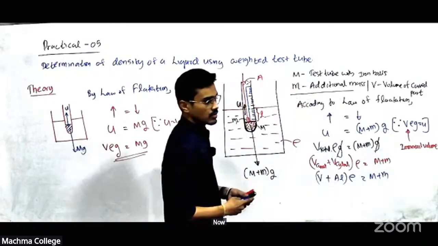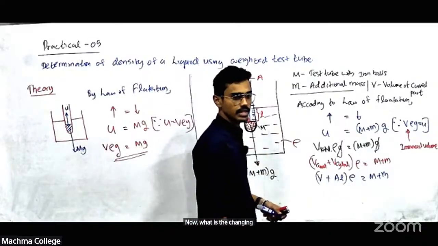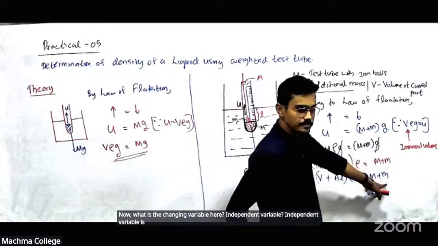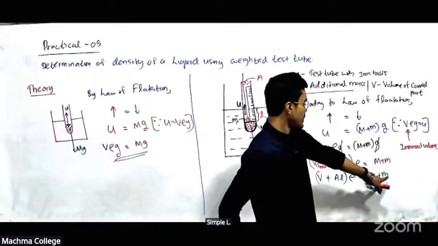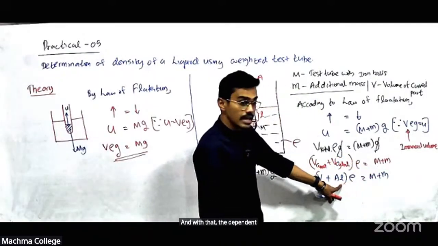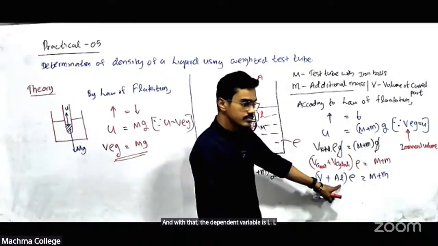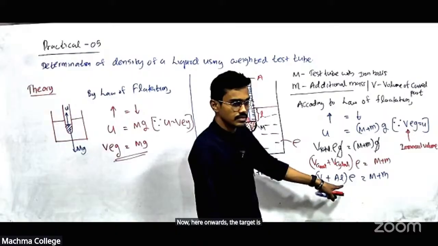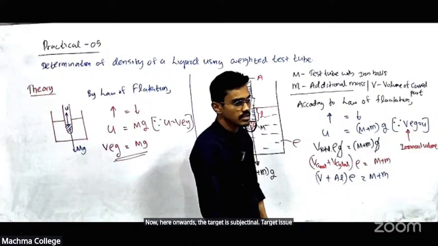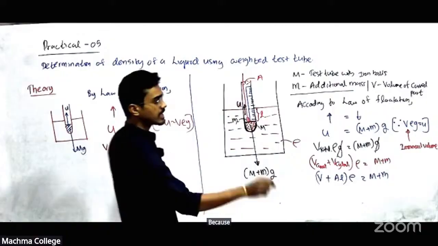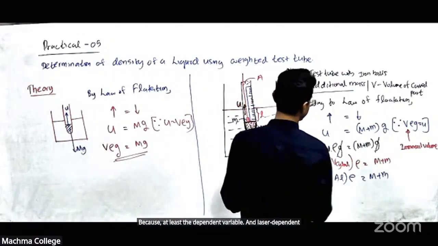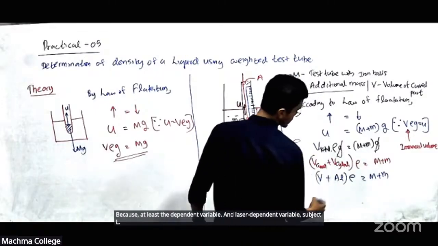Now, what is the changing variable here? The independent variable is simply M. And with that, the dependent variable is L. Now, from here onwards, the target is to make L the subject, because L is the dependent variable. Now, hereafter, this is just a matter of making L the subject.